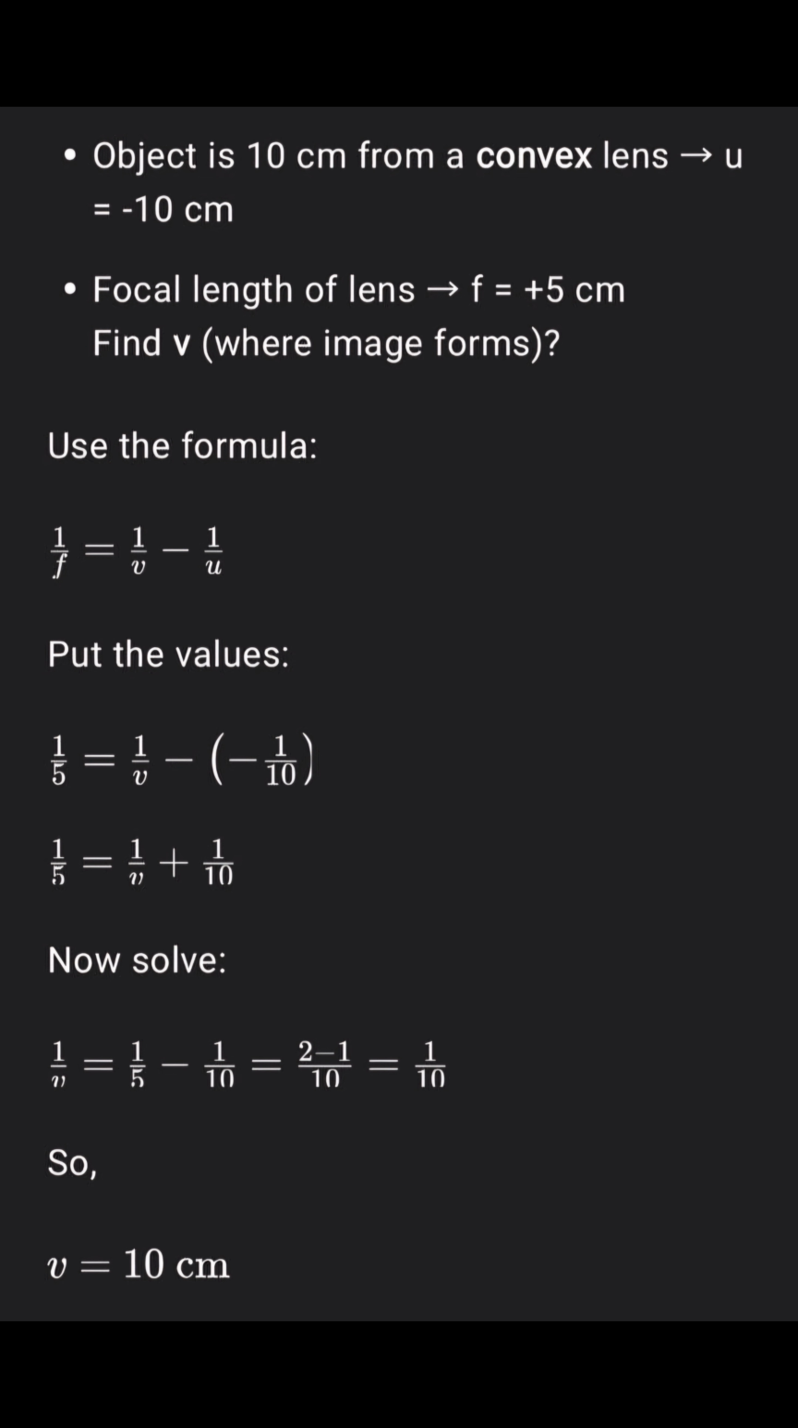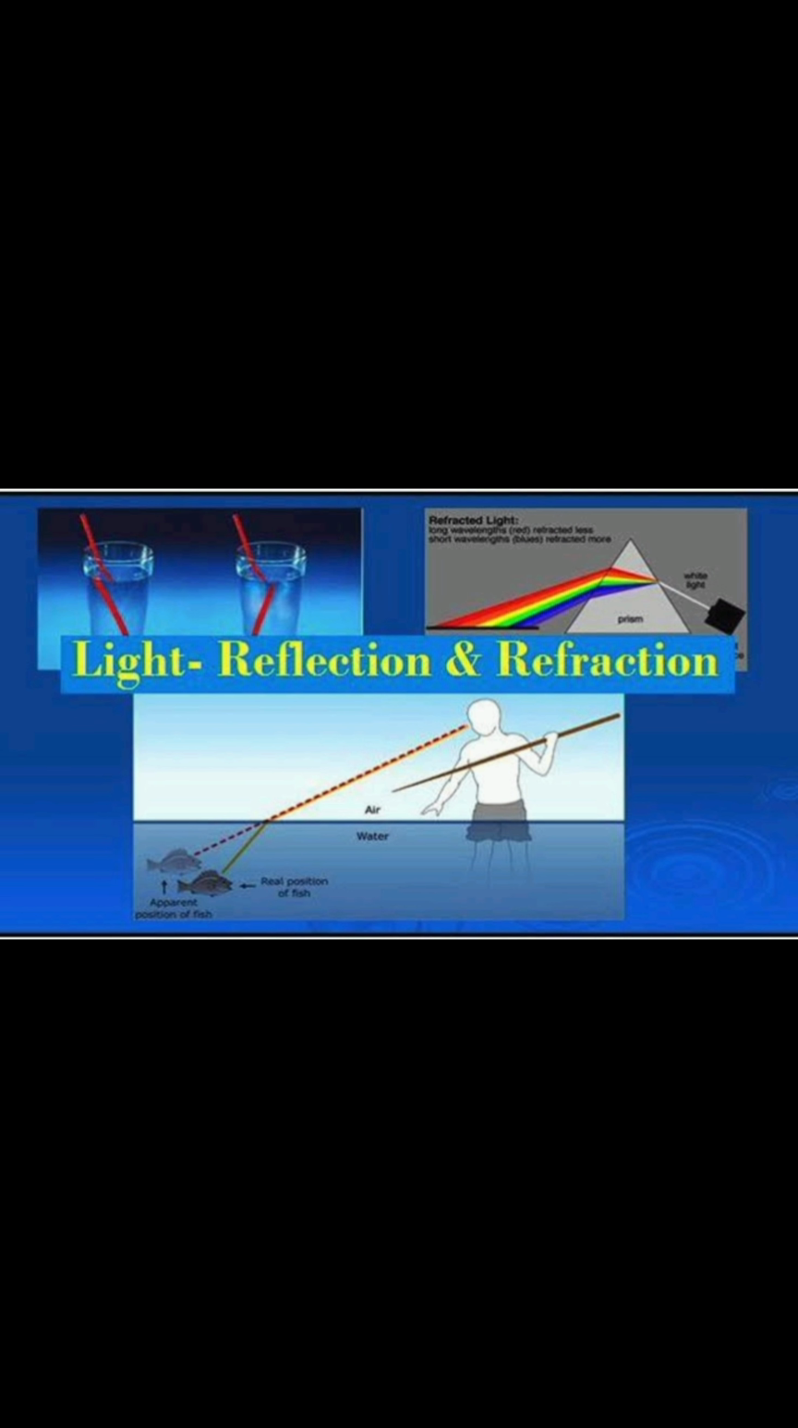Okay, so always think of it like this. The object is shining light into the lens. The lens bends the light. So light meets or appears to meet at a point. That is your image. Clear? So your lens formula is used to find out where the image will form when the object and lens distance is known. Hope it's clear for you.